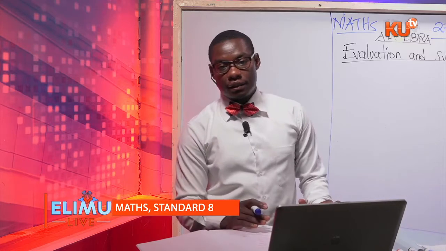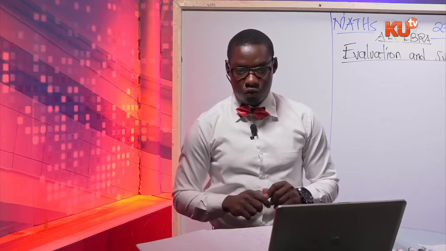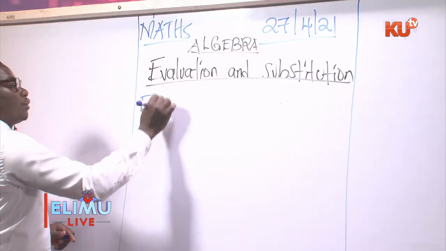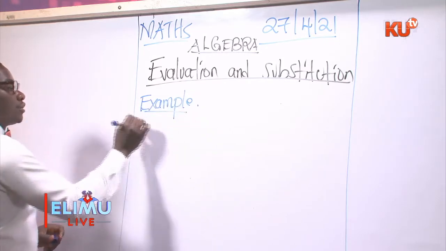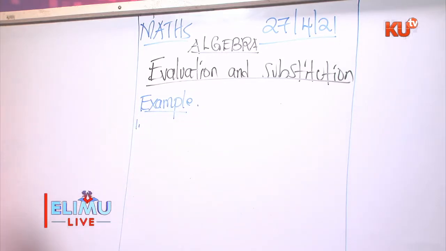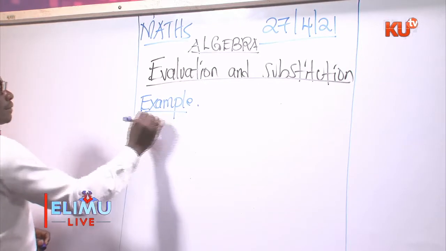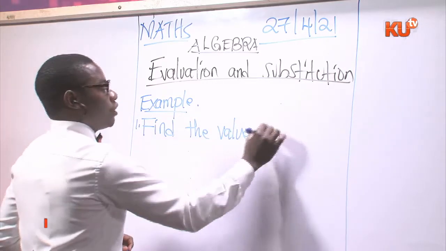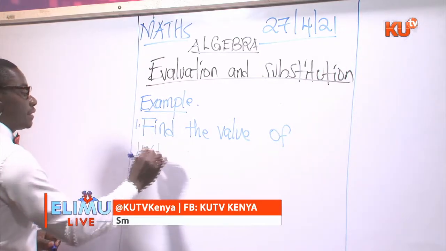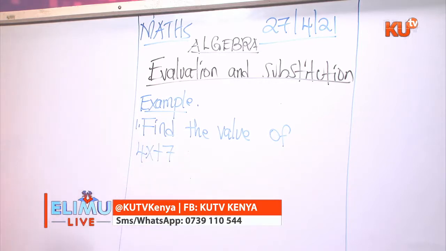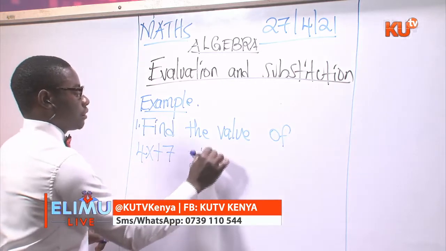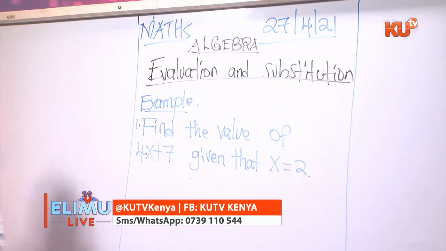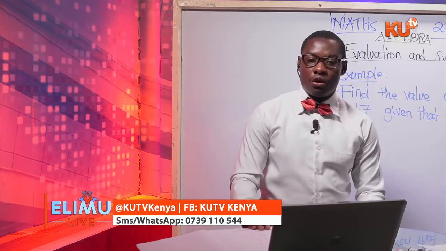Now, there are instances whereby you can be given the correct value of the letters. So let's look at examples. So example number 1, you can be told, find the value of 4x plus 7, given that x is equals to 2. Now, this is an example of a question on substitution.